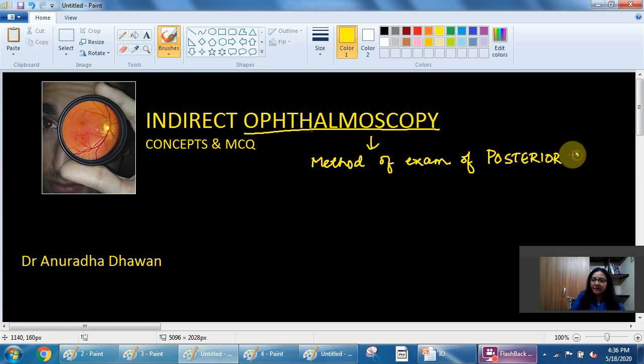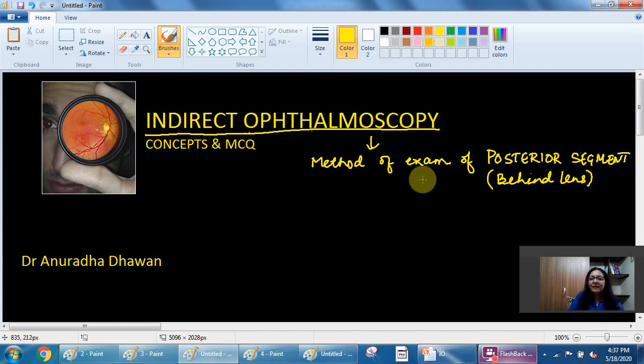The eye can be divided into two parts. Anterior segment, the part of the eye which is in front of the lens, including the lens, is anterior segment, and the part which is behind the lens is the posterior segment. To view the posterior segment, which includes retina and optic nerve, needs special examination techniques, and they are known as ophthalmoscopy. So today we will be discussing indirect ophthalmoscopy.